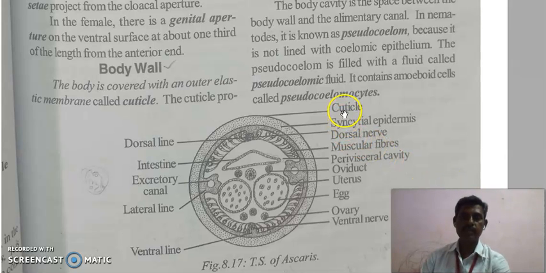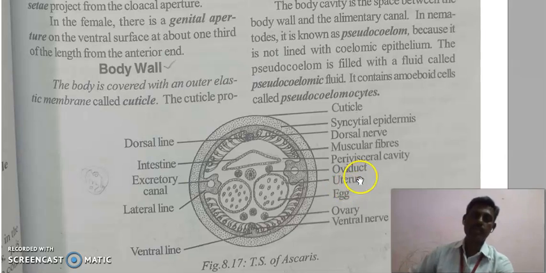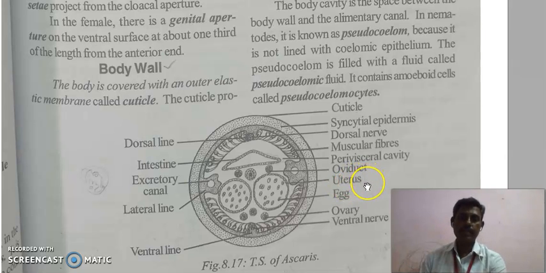The cuticle, syncytial epidermis, dorsal nerve, dorsal line, muscular fibers, oviducts, uterus, eggs, ovary, and everything are present inside the organism, which lives in the intestine of a human being.